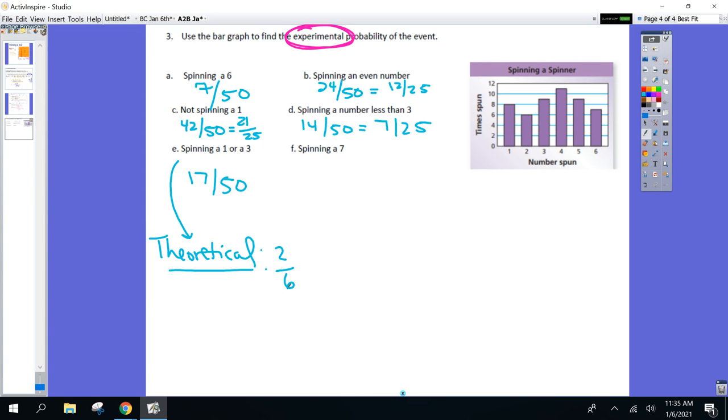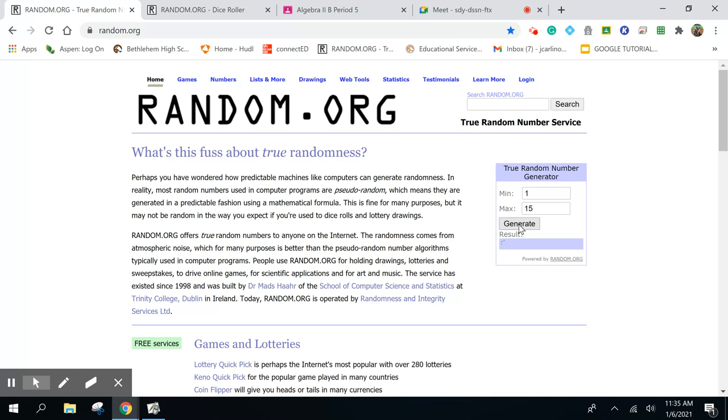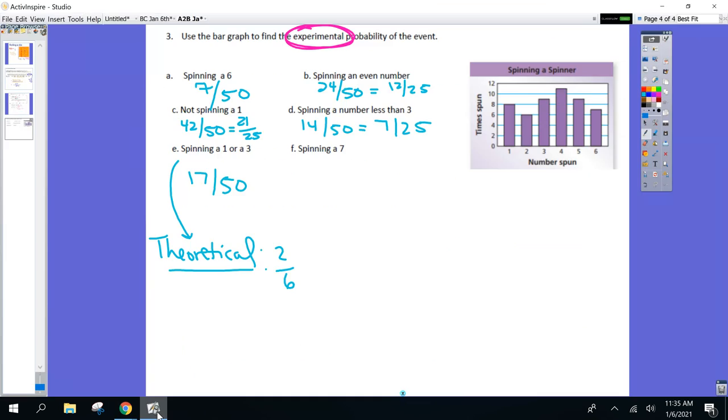And then finally spinning a 7. Oh, boy. Who am I going to get on this one? Kian, I'm not going to get you. Finish it. What do you got? Impossible. Correct. So what's the probability for an impossible event? 0 out of 50. Yep. We're good. Big goose egg. Impossible.